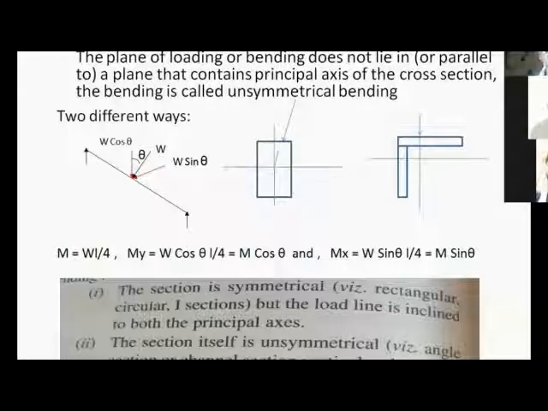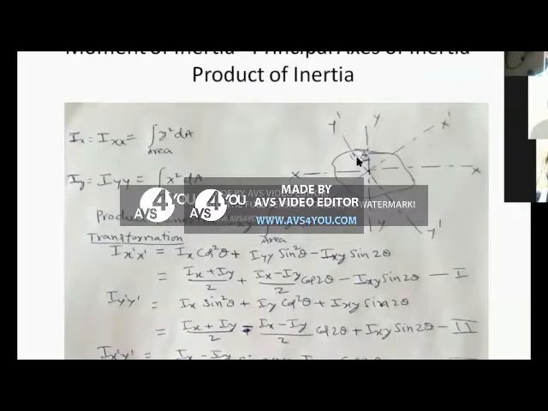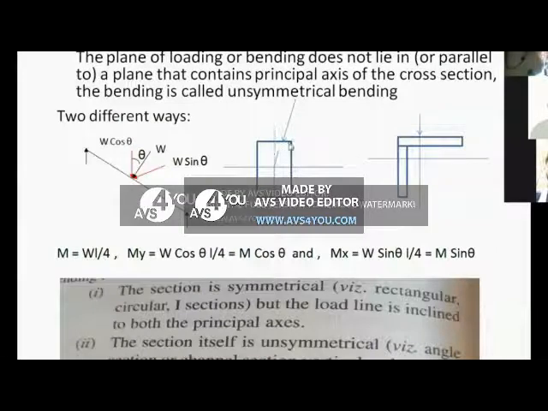So principal axes of inertia are the axes about which either the moment of inertia is minimum or the moment of inertia is maximum. So now if the plane of loading is along one of the principal axes, then it is called symmetrical bending. If it is not along the principal axis of inertia, then we call it unsymmetrical bending. So here you get two cases.